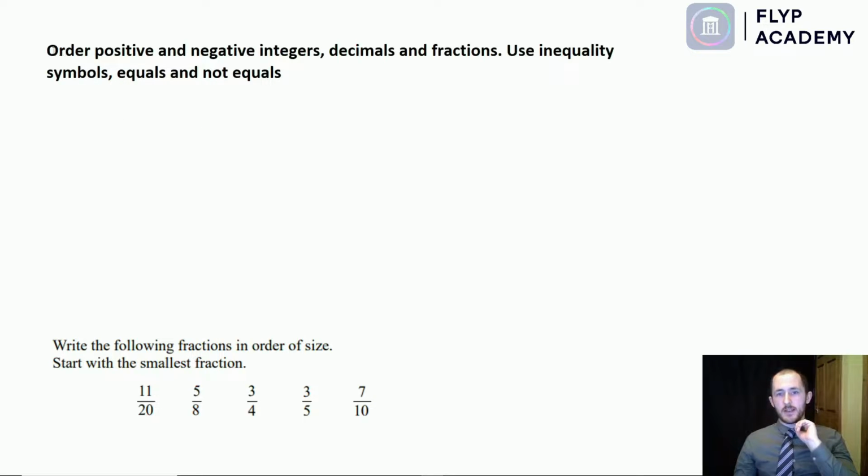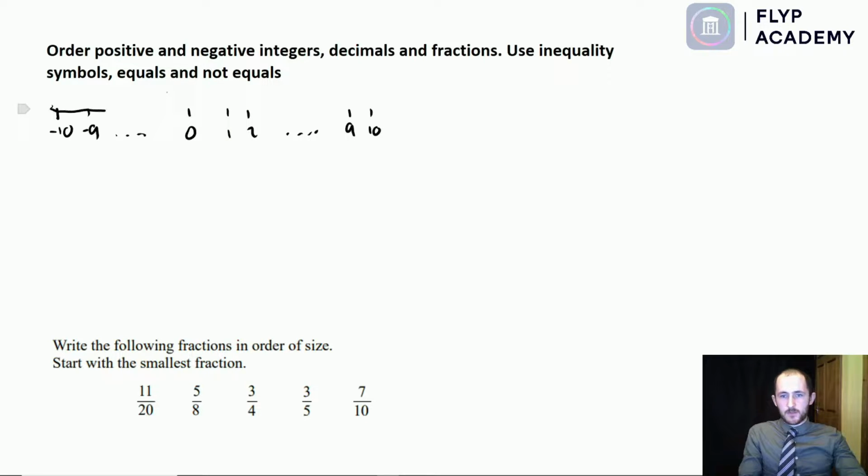So the first point says that you should be able to order positive and negative integers, decimals and fractions, and also use the inequality symbols, equals and not equal signs. So when you're talking about positive and negative integers, what you want to think of always is a number line. So we have, for example, minus 10, then minus 9, and so on. We would have 0 roughly here, and then it would go 1, 2, and then so on, 9, and 10.